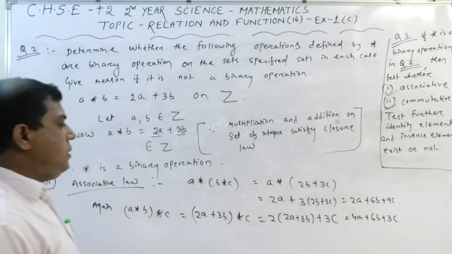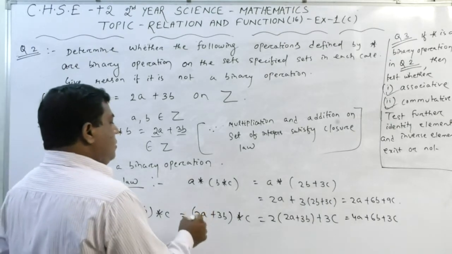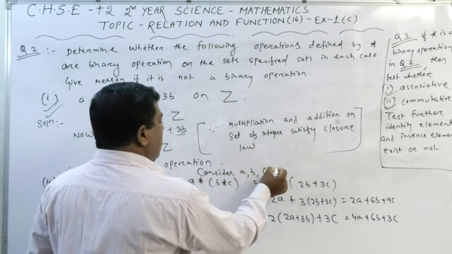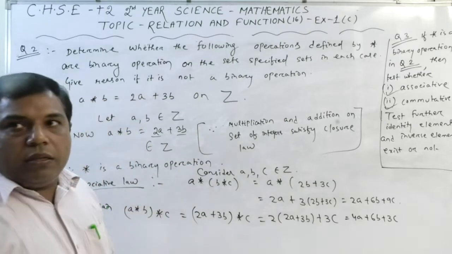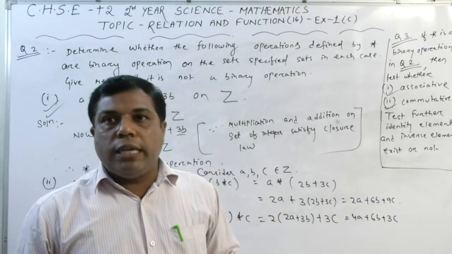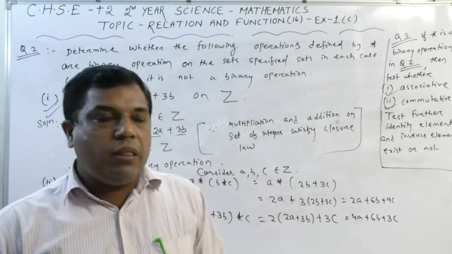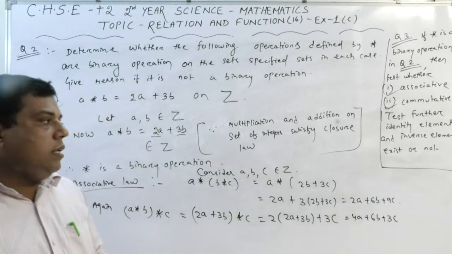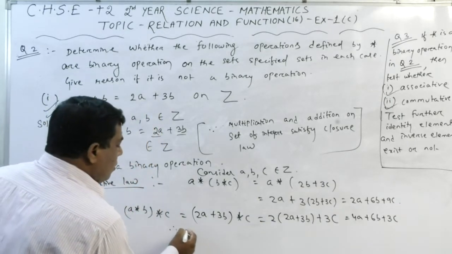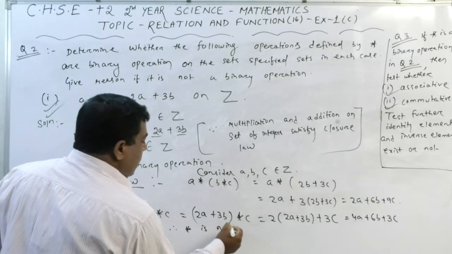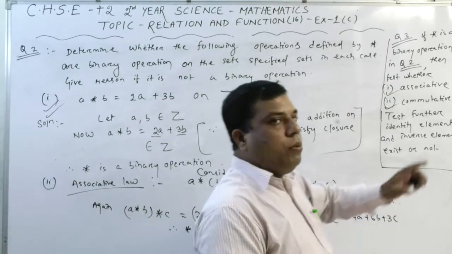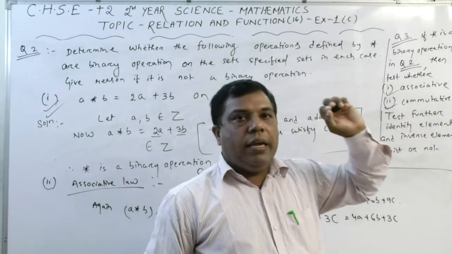Okay, and what are A, B, C? Where A, B, C are belonging to Z. So we can say consider A, B, C are belonging to the set of integers. They are the integer values. So are they equal? You can check. Yes, they are not equal with each other. So what is the conclusion? It is also not associative in nature. So we can say therefore star is not associative.